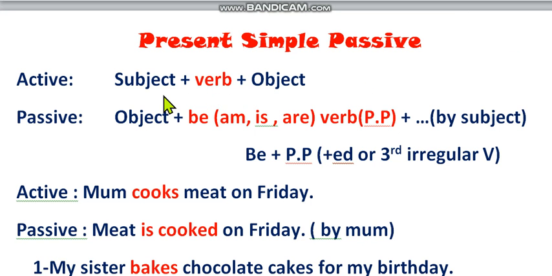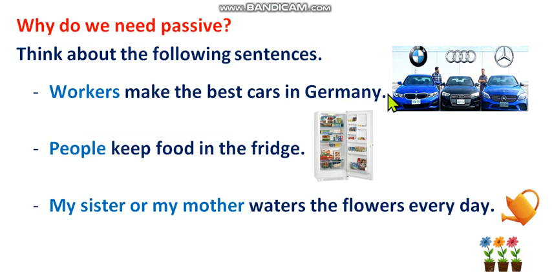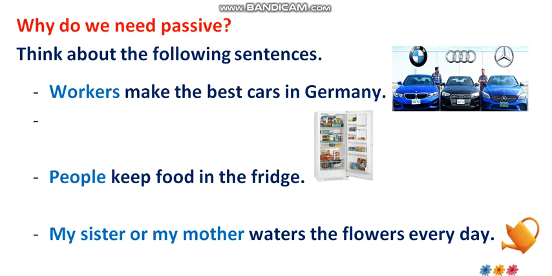Now let's talk about how we make the present simple passive. Only the present simple passive. As I said earlier, we start with the object. Verb to be, we only need am, is, or are. The verb is the past participle. It's optional. You can say the subject at the end or not. Okay, now let's have more examples to do on our own. Let's try to change these ones into the passive.